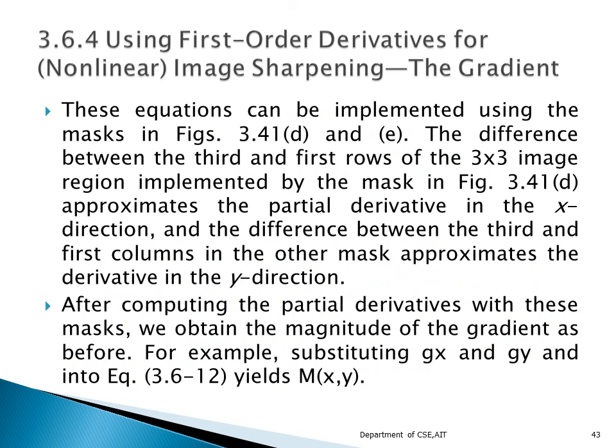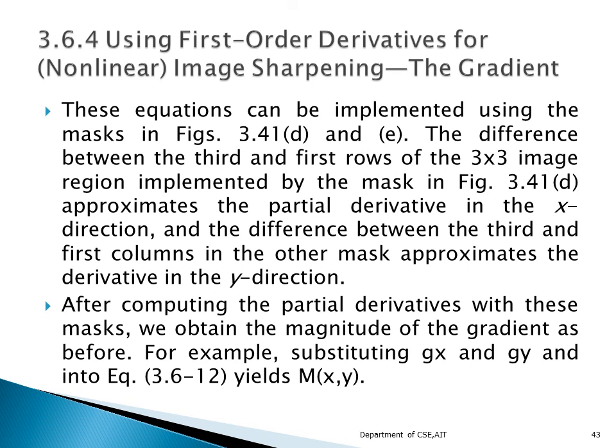The equations for the Sobel operators can be implemented by making use of the masks shown in pictures D and E. The difference between the third and the first row of the 3x3 image is implemented by the mask in D, and it is going to approximate a partial derivative in the x direction. When we take the difference between the third and the first column, approximating the derivative in the y direction, I am going to get the image E.